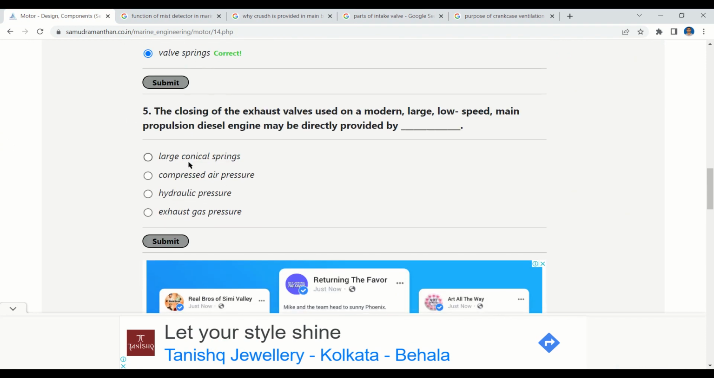Our next question is: the closing of the exhaust valves used on a modern large low-speed main propulsion diesel engine may be directly provided by, and the options are large conical springs, compressed air pressure, hydraulic pressure, exhaust gas pressure. The correct option should be compressed air pressure.